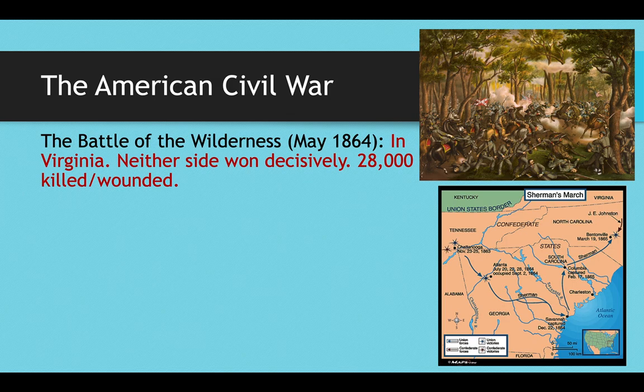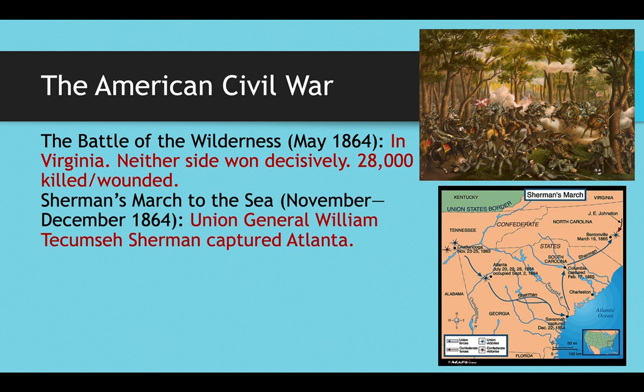A couple of the other major battles in the last 2 years of the war were the Battle of the Wilderness in Virginia, where it was a very chaotic battle in the middle of the woods. Neither side won decisively, and yet about 28,000 people were killed or wounded.